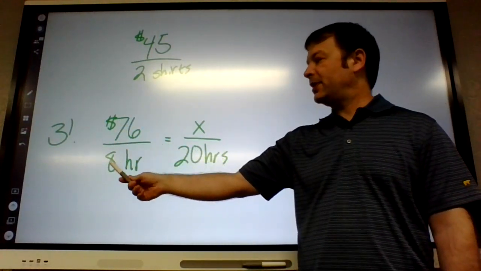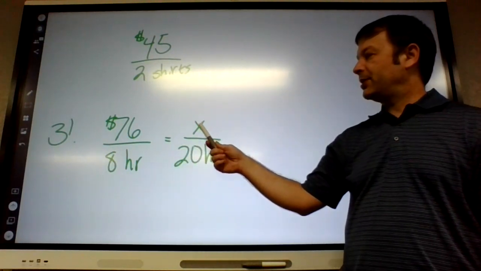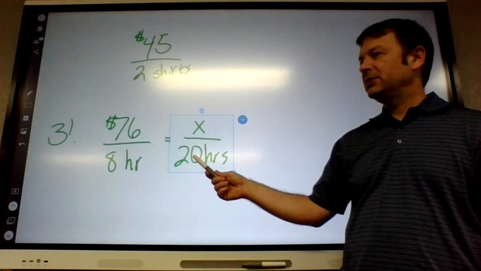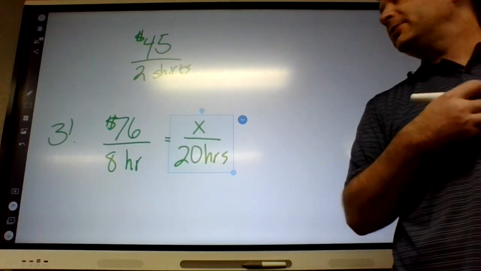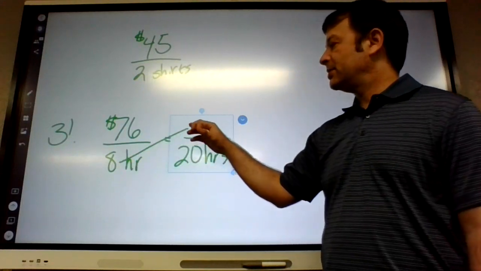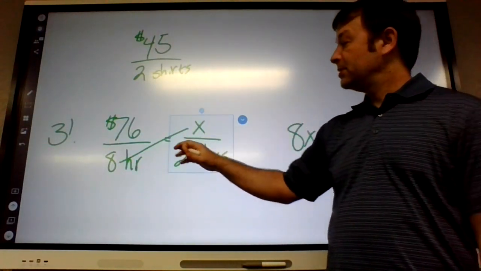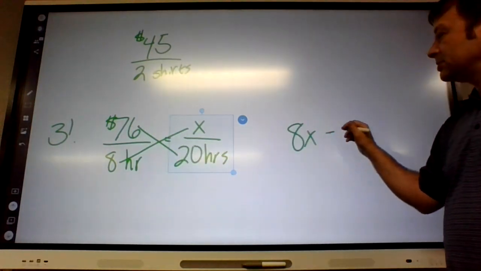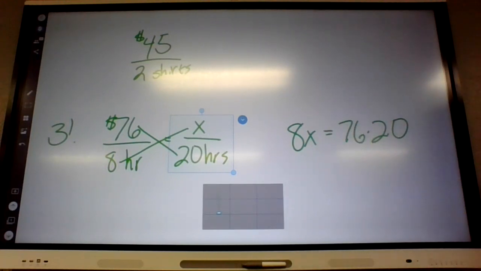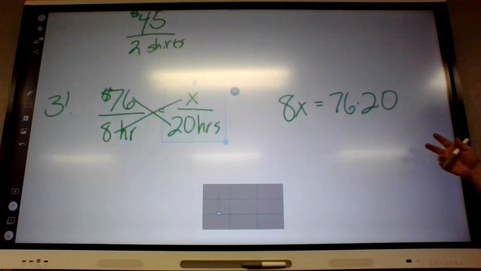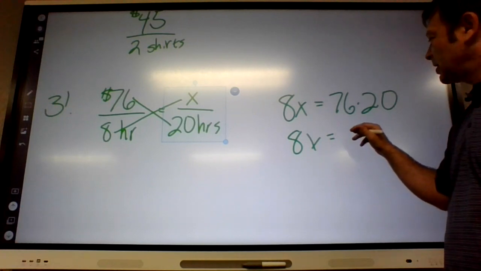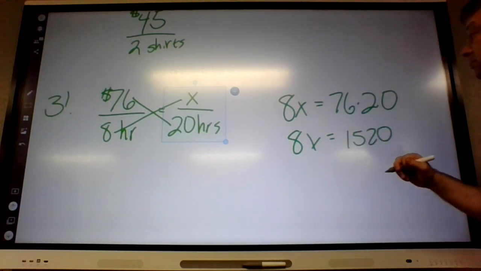You see how that works? You got $76 for 8 hours. So that would be like getting how many dollars for 20 hours? Because he's going to get paid the same hourly rate. So it's a proportion. You have to cross multiply. So it's 8x equals 76 times 20.